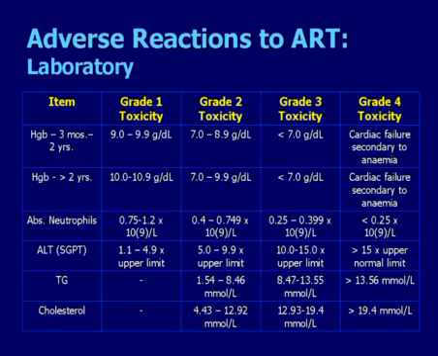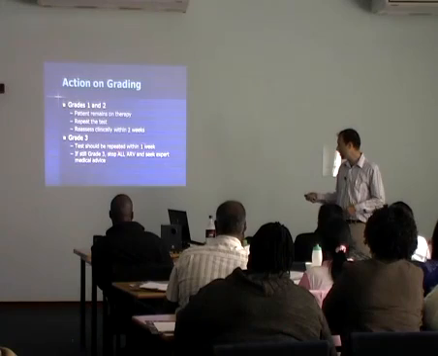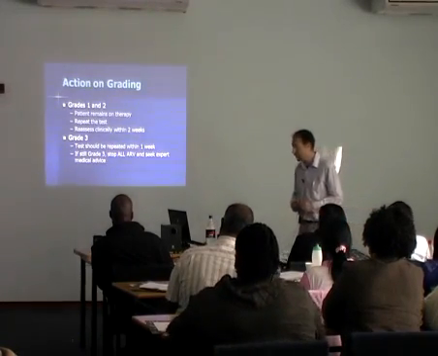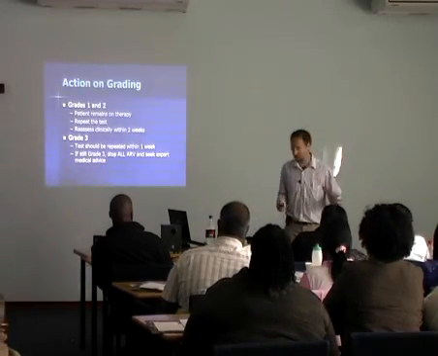And the reason we grade them is what you do about it depends on the grade. If it's grade 1 or 2, these are pretty minor toxicities. The patient can remain on therapy. We usually repeat the test. We reassess them in usually 2 to 4 weeks and see what's happening. Grade 3 toxicity is getting a bit more serious. Tests should be repeated within 1 week. If it's still grade 3, we usually stop all ARVs and seek expert medical advice. They may even need to be hospitalized.